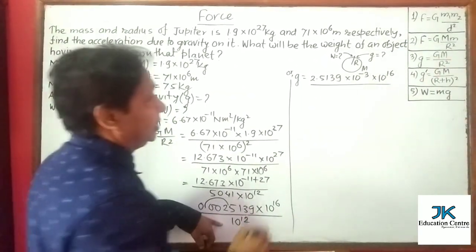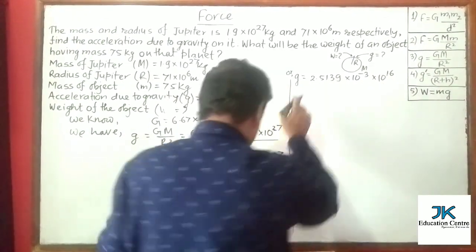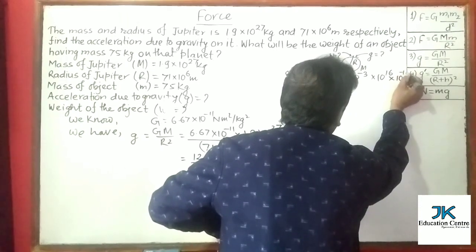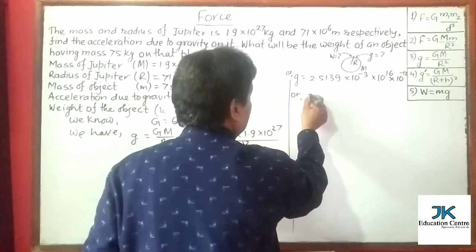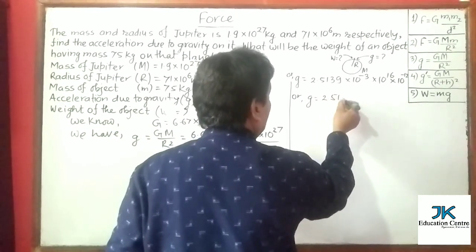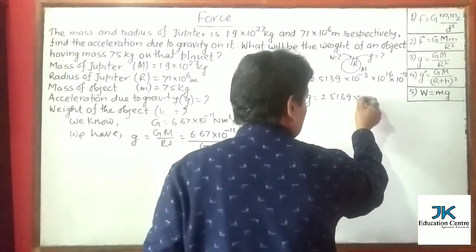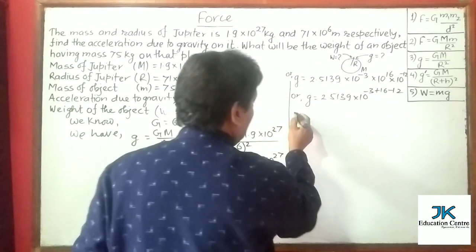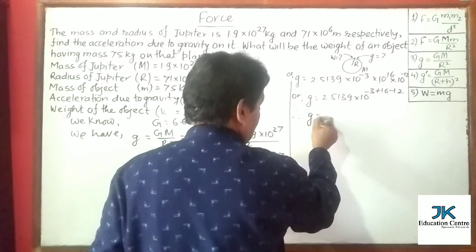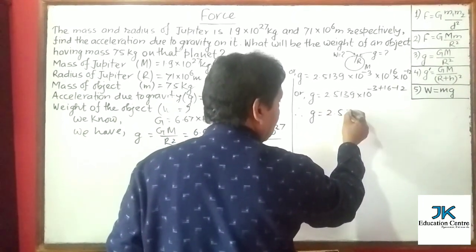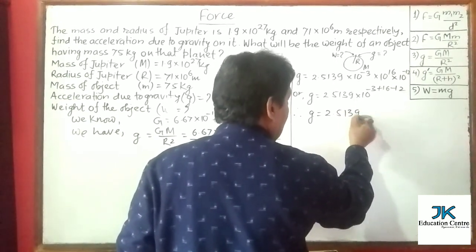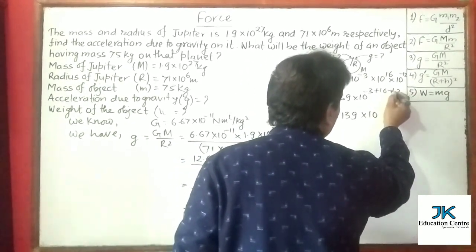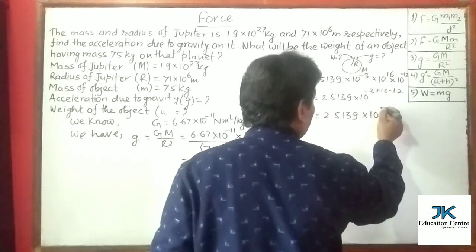Now 10 to the power 12 in the denominator. We can take this 10 to the power 12 of the denominator into the numerator. It becomes 10 to the power minus 12. Or g is equal to 2.5139 into 10 to the power minus 3 plus 16 minus 12. Or therefore g is equal to 2.5139 into 10 to the power 16 minus 12, because 4 minus 3 equal to 1.